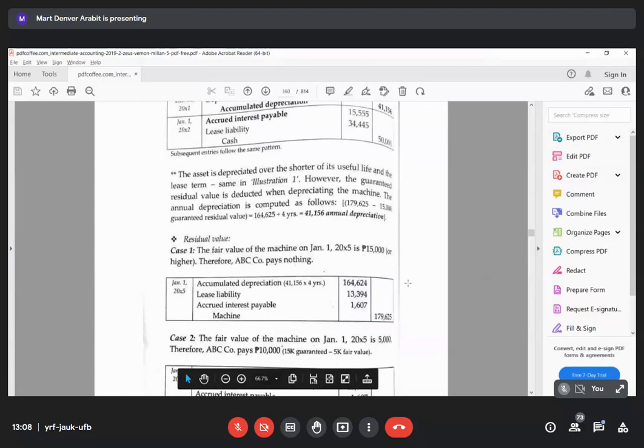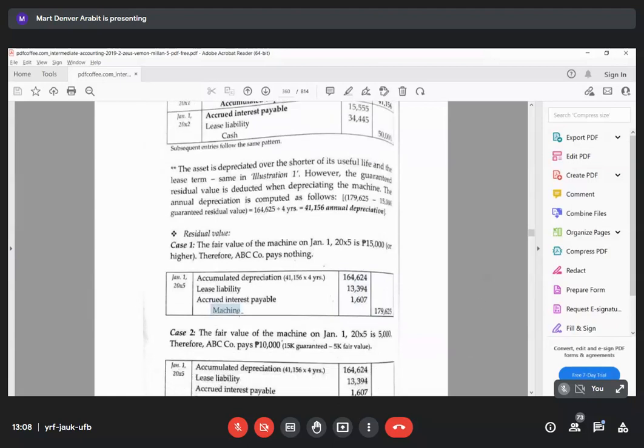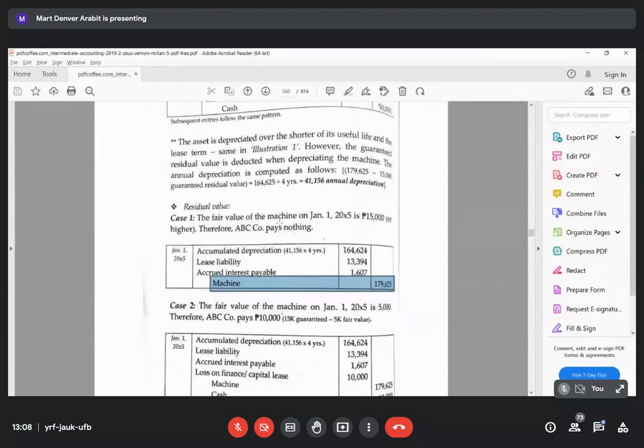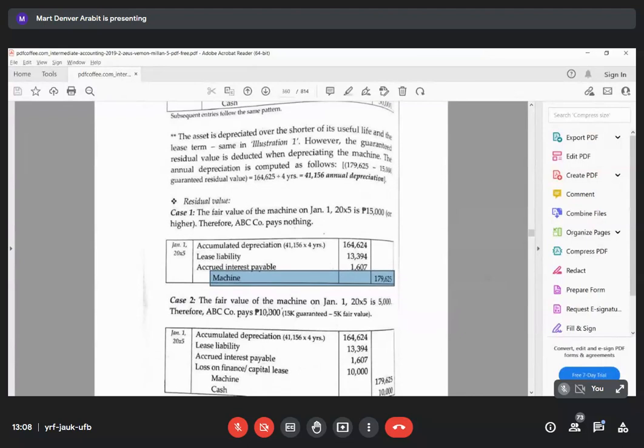So if you notice, after the end of the lease term, the entry is derecognition of the asset, as if it is already fully depreciated. Unlike now with ROU, where we close the ROU. In this case, it is the machine, so you really close it. On case number 2, fair value of machine on January 1 is 5,000. So, therefore, 10,000 will be paid to the lessor.